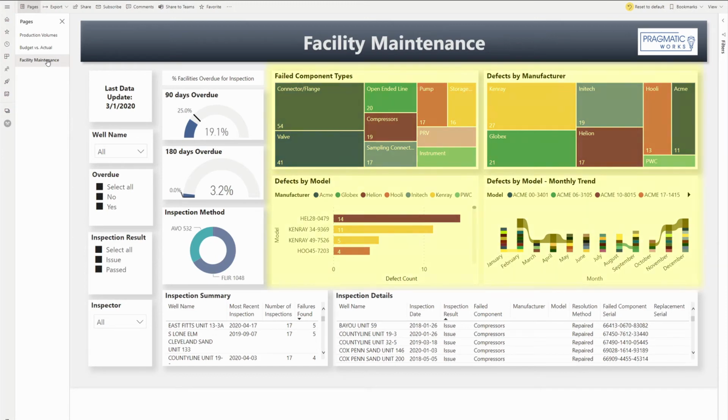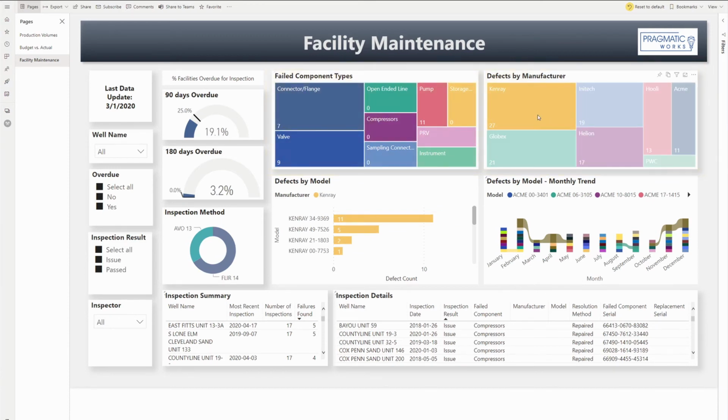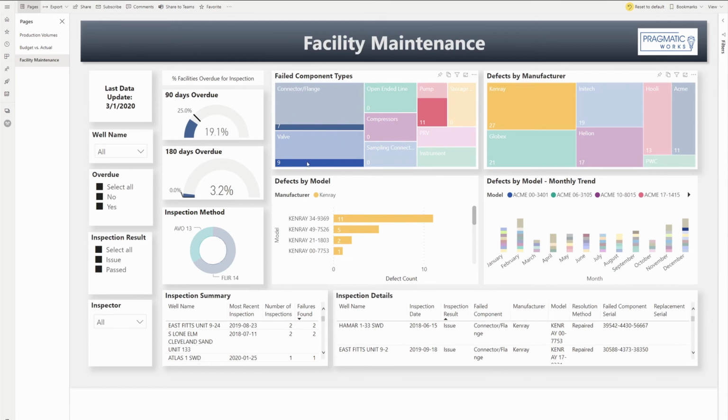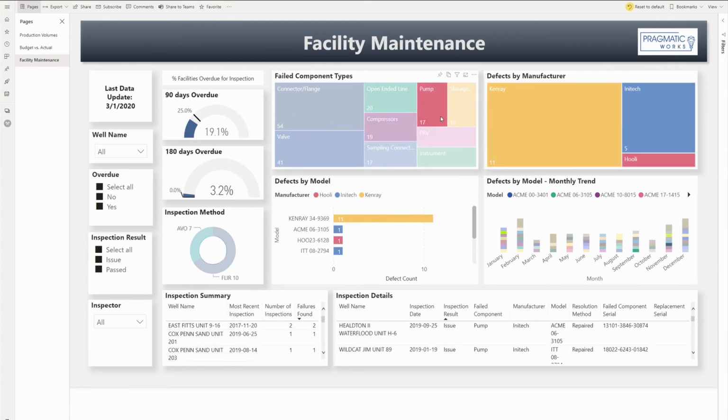The middle section of this analysis uses the inspection results from your maintenance management system to show component failures by make and manufacturer over time. There are 2 tree maps that efficiently call out failed component types and defects by manufacturer. Since these visuals interact with one another, we can easily identify a manufacturer with a high defect rate and look to see if there is a particular model we should be concerned with.